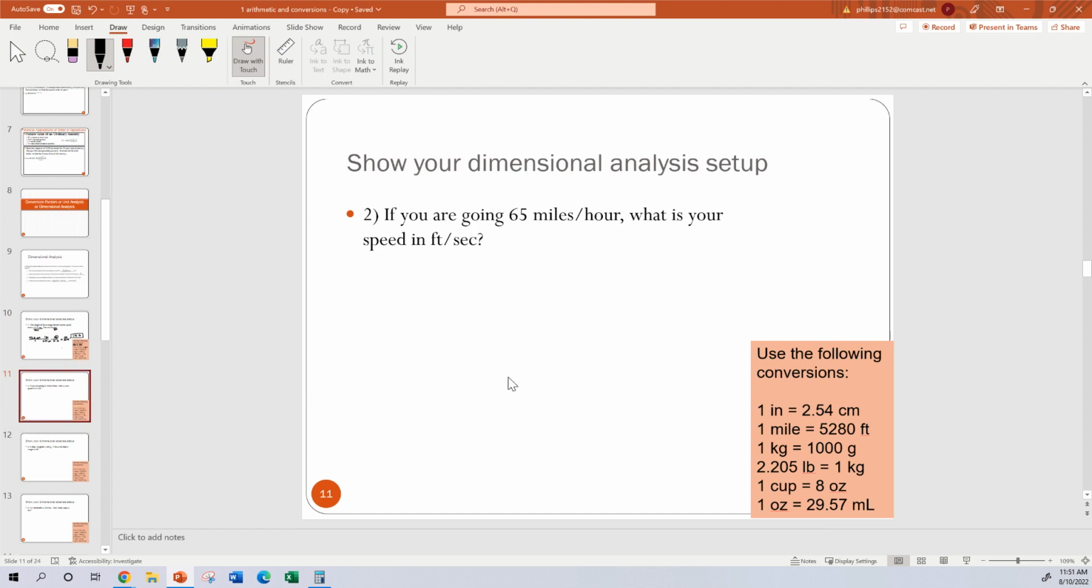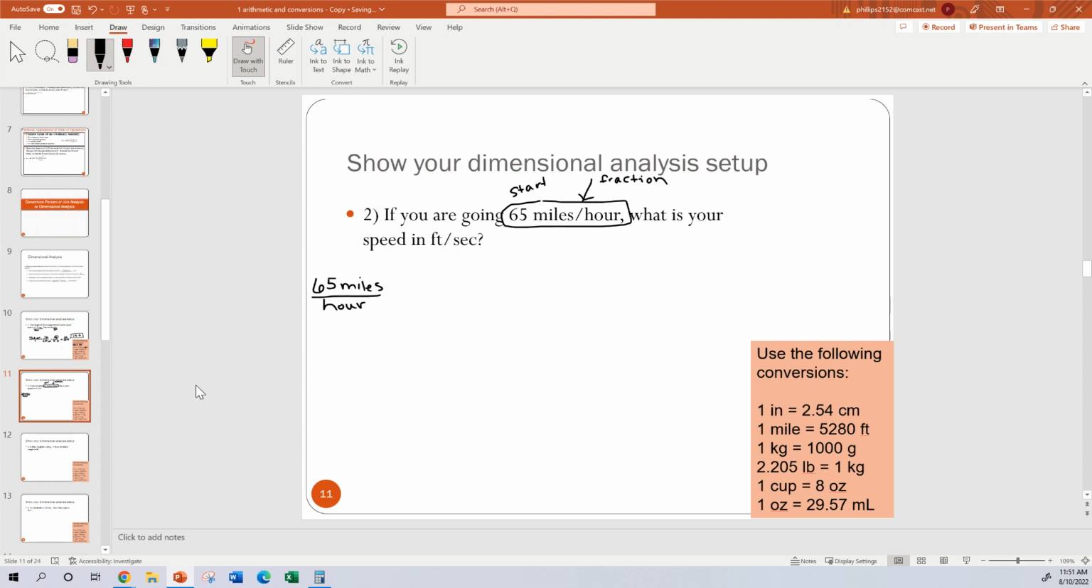So for this problem, it says, show your dimensional analysis. And it says, if you're going 65 miles per hour, what is your speed in feet per second? So this 65 miles per hour is our start. And one of the first things I notice in this is it's already a fraction. So when I write this, I can only put the 65 miles on the top of the fraction box. So 65 miles is the top, and hour is the denominator.